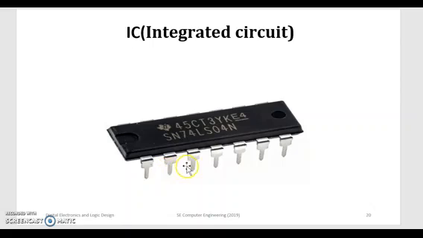1 2 3 4 5 6 7. On this side it has 7 pins and on the other side it has 7 pins. So this is called a 14 pin IC. You have to remember the IC number. The IC number will be printed over this black surface.